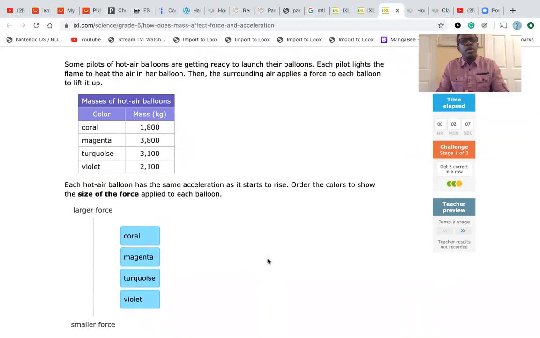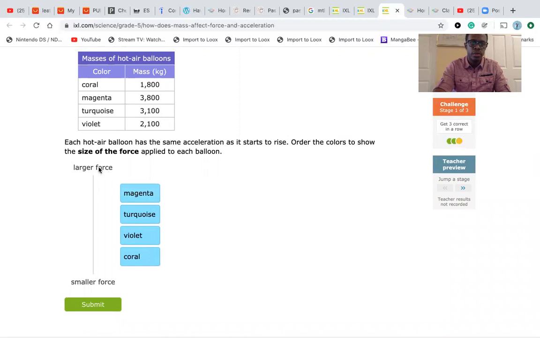All right, some pilots of hot air balloons are getting ready to launch their balloons. Each pilot lights the flame to heat the air in her balloon. Then the surrounding air applies a force to each balloon to lift it up. Each hot air balloon has the same acceleration as it starts to rise. Order the colors to show the size of the force applied to each balloon. So the greatest weight here would be the magenta, which is right there. The second one would be turquoise. Next we have violet. And then we're going to need the least amount of force for coral. So, greater mass, more force.